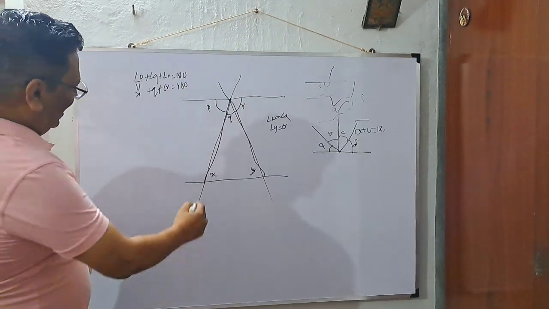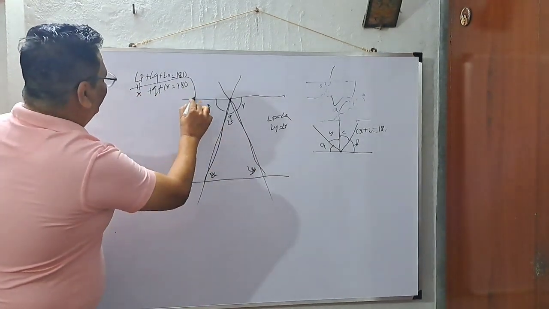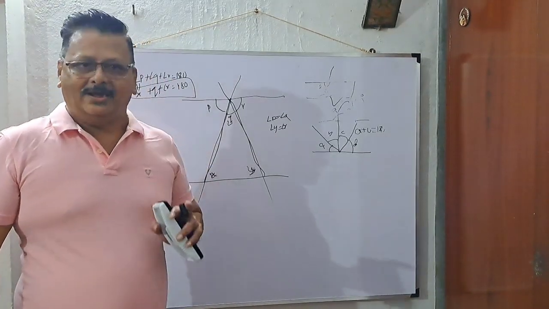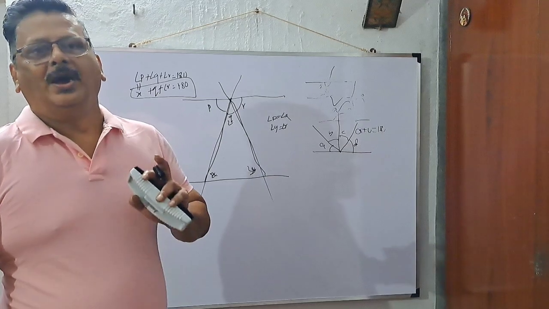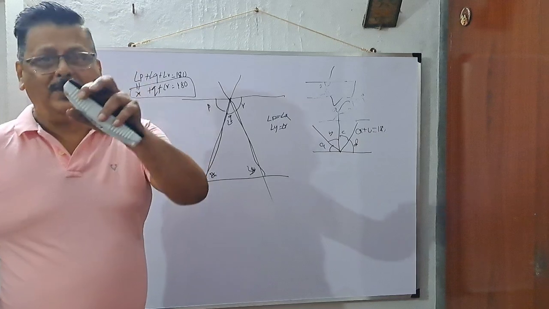So now you see angle X, angle Q, angle Y, they add up to 180 degrees. So in a triangle, the interior angles add up to 180 degrees. Is it understood? Any questions, please? In the question. Oh, by the way, I forgot to tell you.